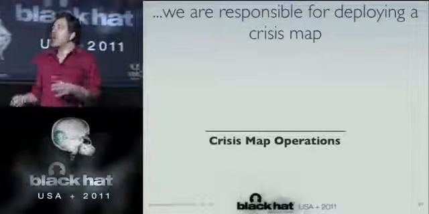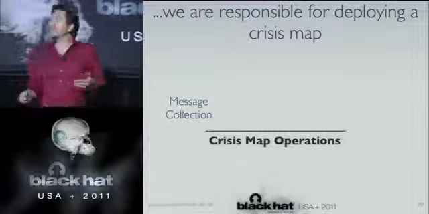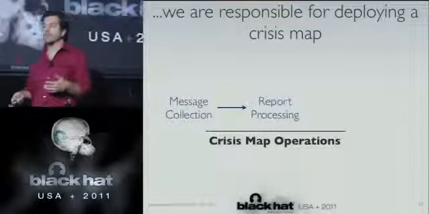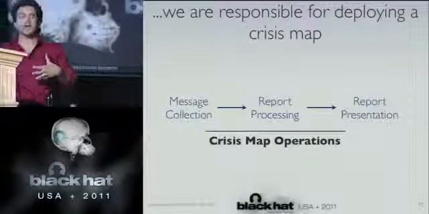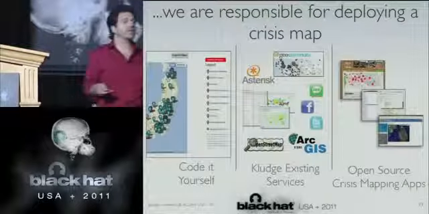What does it do? Crisis maps have to do three basic things. They have to collect messages, then they have to process those into some kind of reports, and then they need to present those reports back out. And for actually setting up these crisis maps, you have right now kind of three basic options.